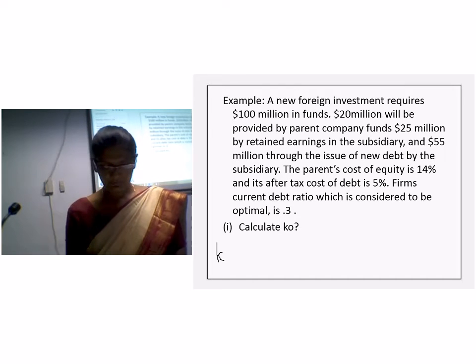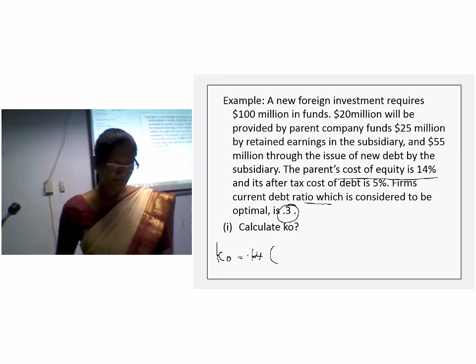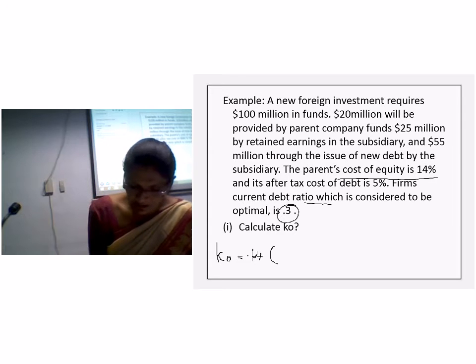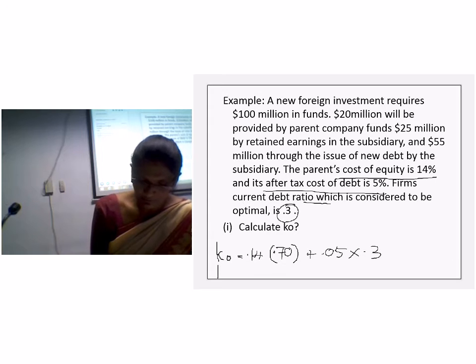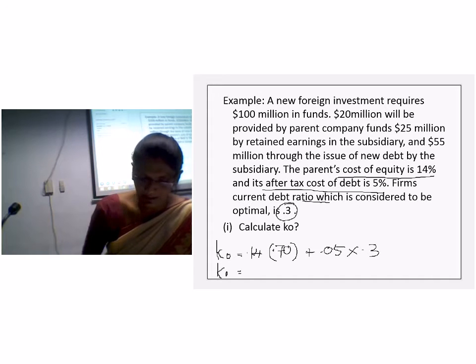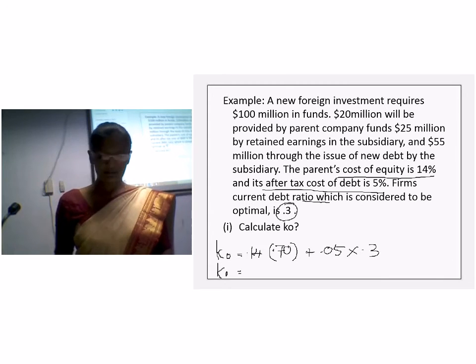KO equals cost of equity 14%, 0.14 times, the equity ratio. The optimal debt ratio is 30%, which means the equity ratio is 70%, right? Debt is 30, equity is 70. The balance should be equity. Plus the after-tax cost of debt, 5%, 0.05 times 0.3, right? So this is the cost of capital of the parent company. 14% times 70% plus 5% times 30%.